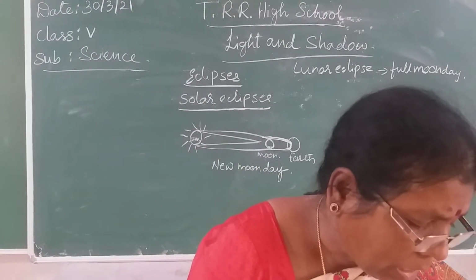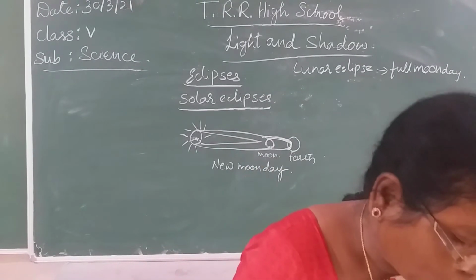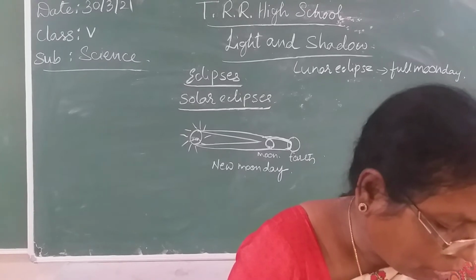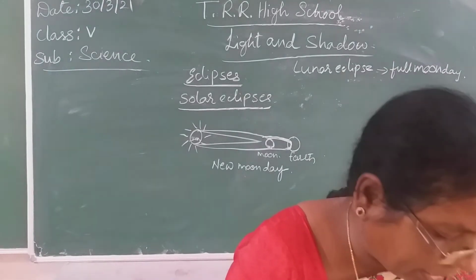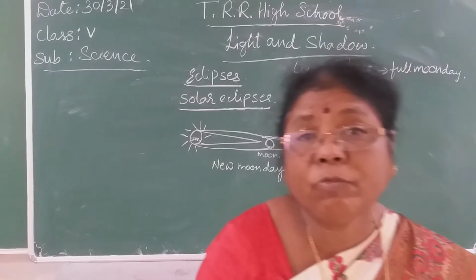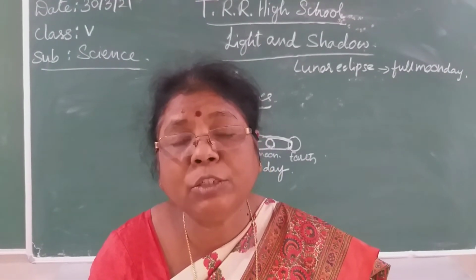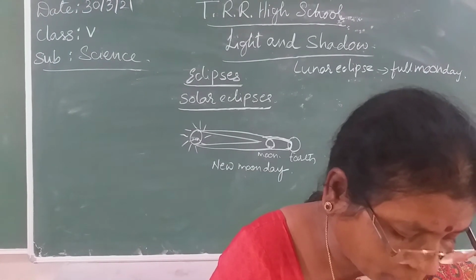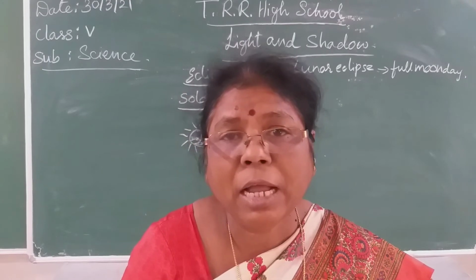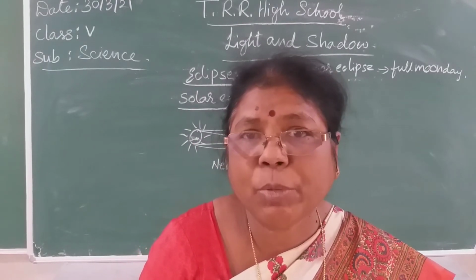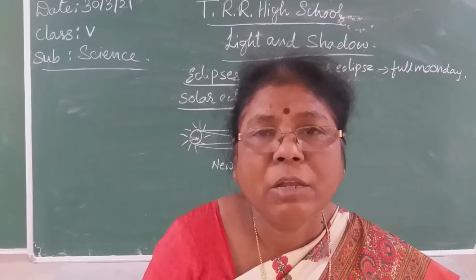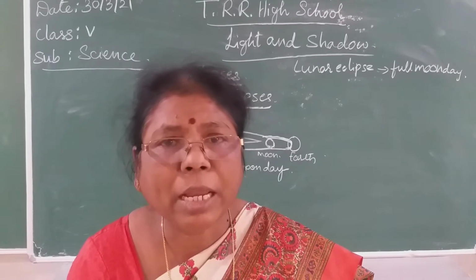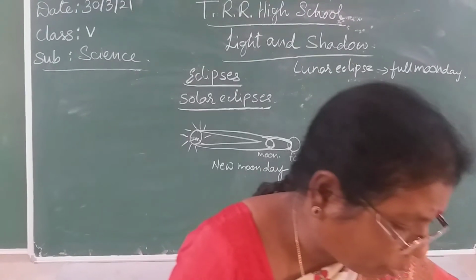Once the eclipse is over and the moon moves out of the line of the sun, then we can see the full face of the sun again, isn't it? One should not see the sun directly during the eclipse. Why? Because it damages our eyes. The delicate part of our eye, that is the retina, will be damaged if we see the sun directly during an eclipse. So this is about the solar eclipse.